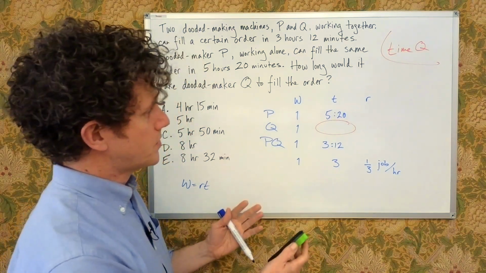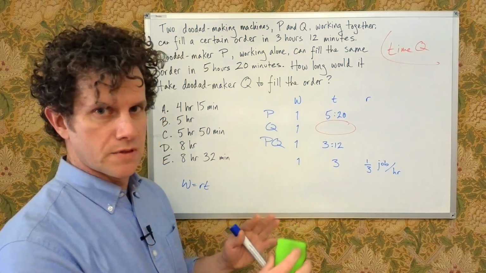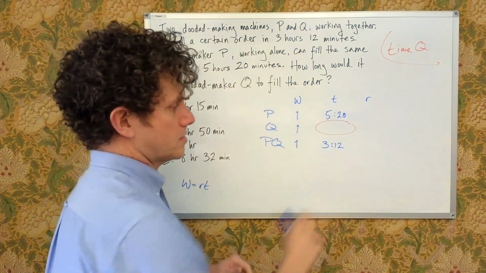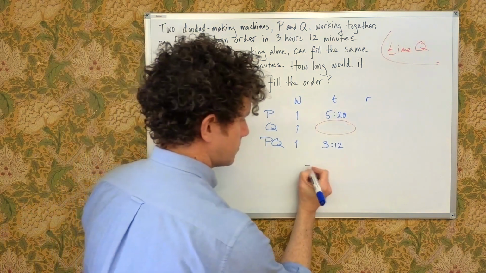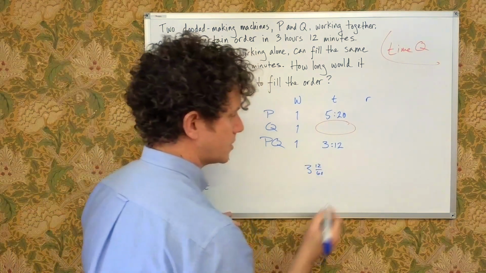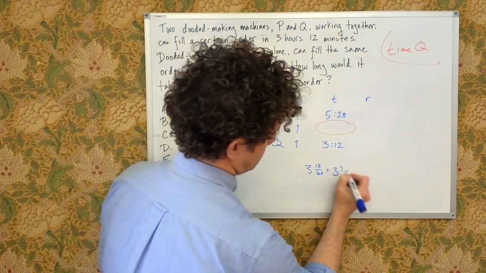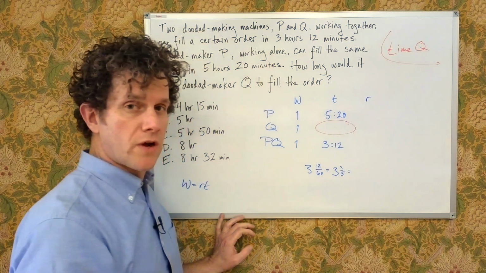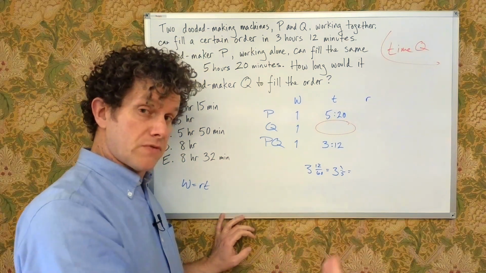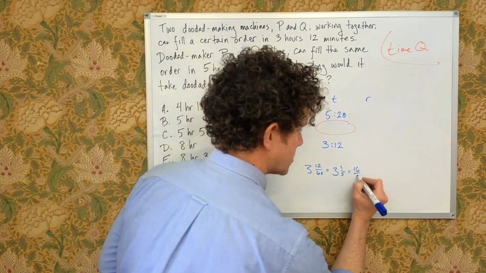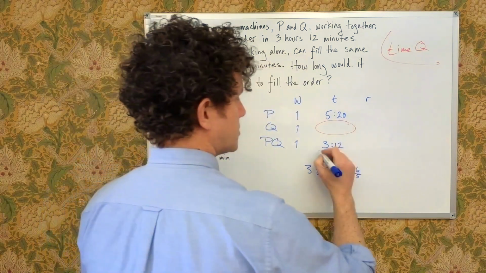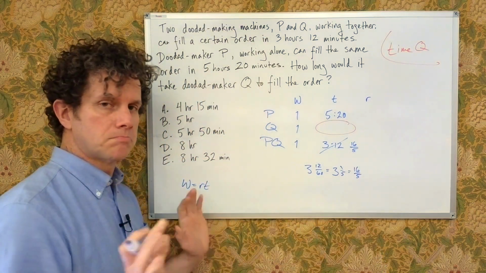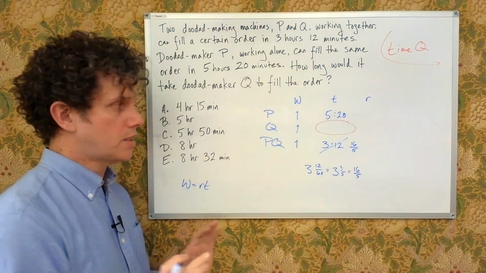So let's think about these numbers in another way, because this hours and minutes stuff is going to make us a little bit miserable. So what is 3 hours, 12 minutes? Well, that's 3 and 12 over 60. That's 3 1/5. And I'm going to go ahead and write that as an improper fraction. 3 in terms of fifths is 15/5, and I've got one more than that, so this is 16/5. So I'm going to say when they work together, they get the job done in 16/5 of an hour. Haven't changed anything, just saying the same thing in a different way.